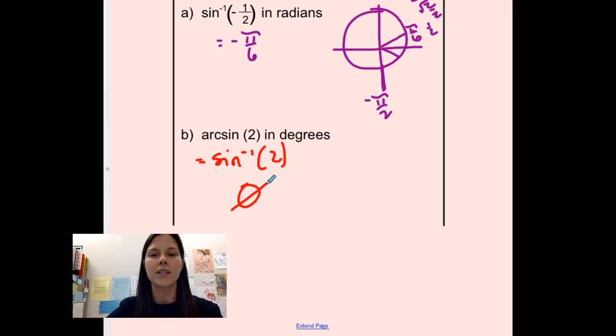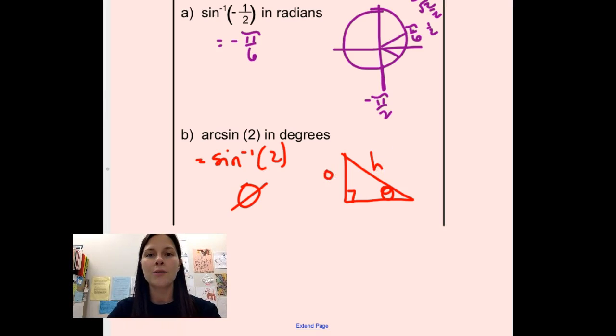Another way to think about this is SOHCAHTOA. So here's our theta. Sine is opposite over hypotenuse. The hypotenuse is the longest side of the right triangle.